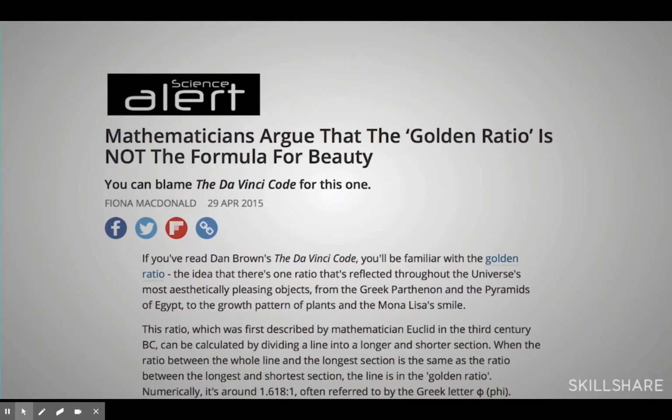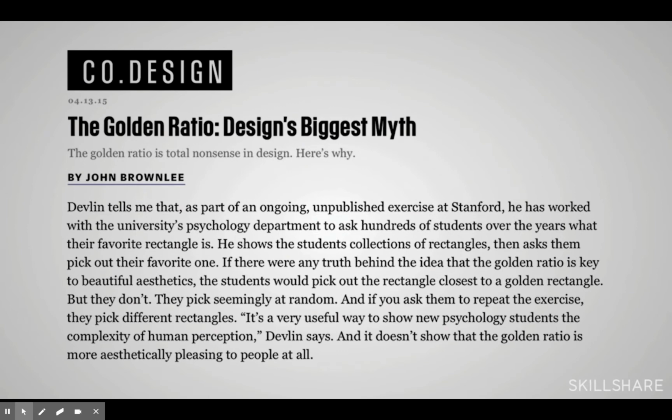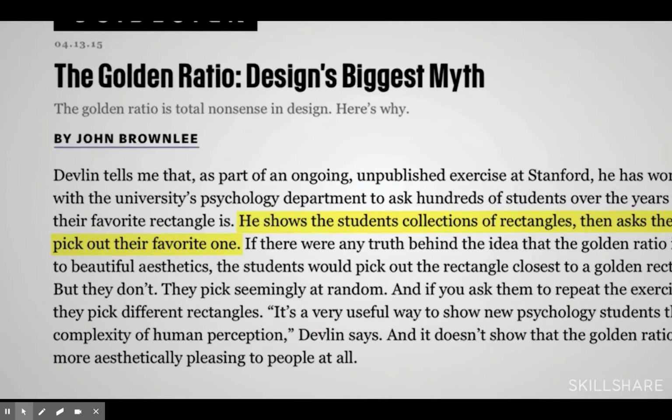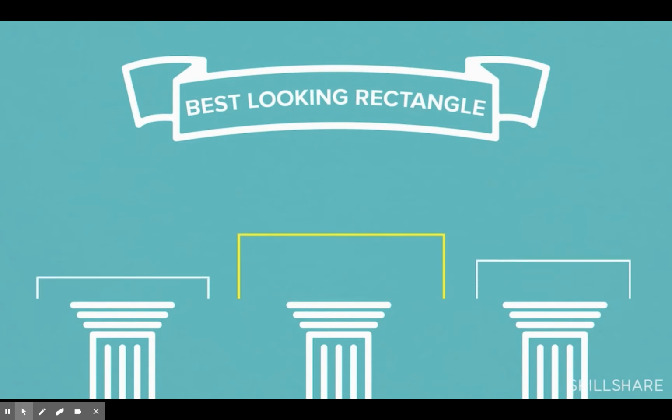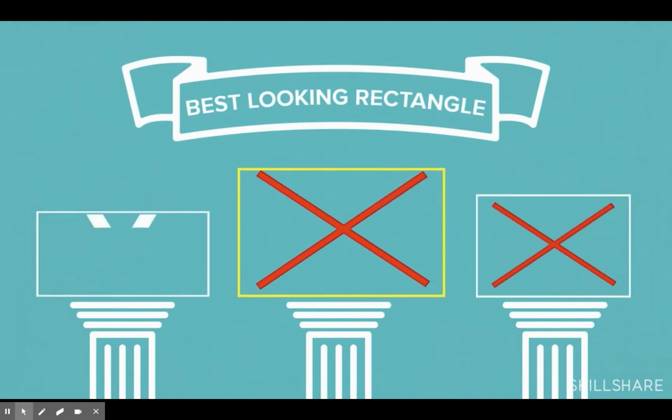Over the years, Stanford math professor Keith Devlin has run an experiment. He's shown students different rectangles and asked them to pick a favorite. His finding? Students seemingly prefer rectangles at random, which could suggest that the golden ratio is not the subconscious standard of beauty that Greek philosophers believed.